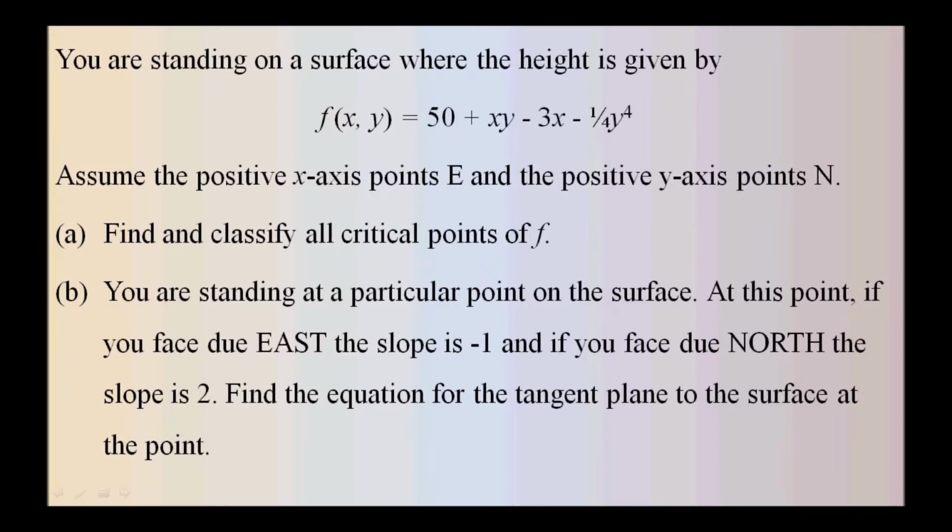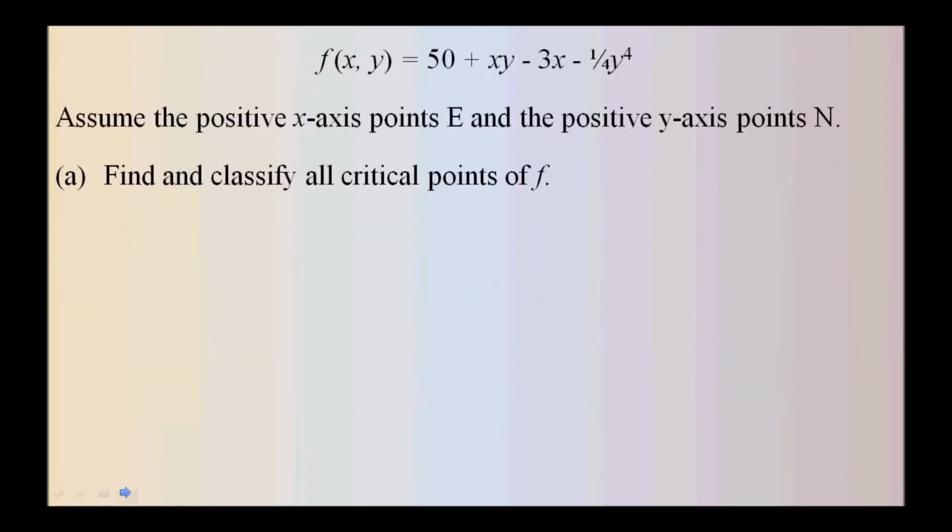Part B states that we're standing at a particular point on the surface. At this point, if you are facing due east, the slope is -1, and if you face due north, the slope is 2. So we want to find the equation for the tangent plane to the surface at this point. Starting with first things first, part A, we want to find and classify all critical points of f.